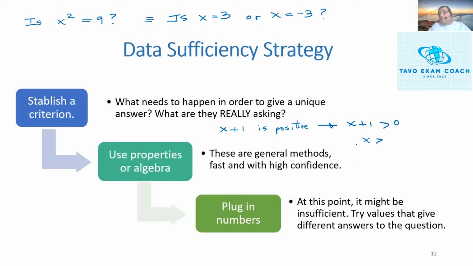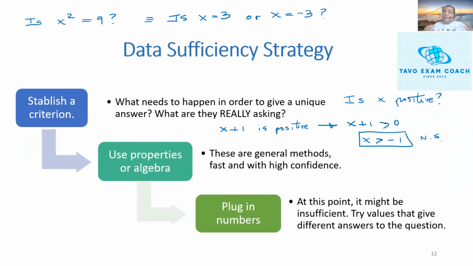By isolating variable x, you get to this inequality that clearly implies that x doesn't have a unique sign. If the question, for example, here was, is x positive? Then you know that this is not sufficient, because a number greater than negative 1 might be positive or negative. So using these general methods to validate the sufficiency of statements is highly recommended.